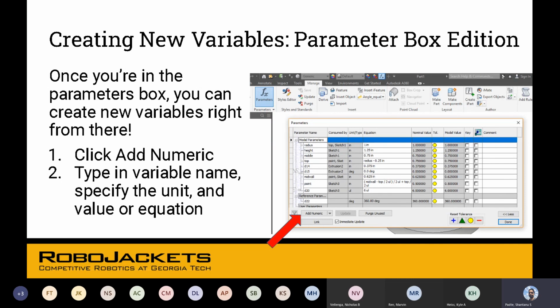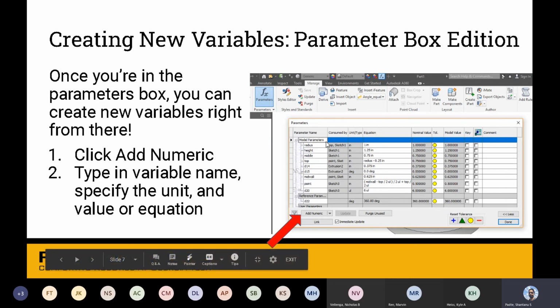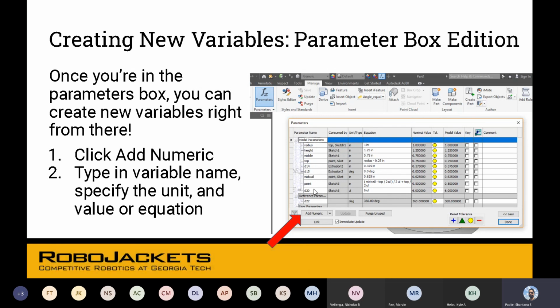Oh, I want to explain this. Creating new variables. Yeah, you can add a name. Just make sure your name has some sort of letters in it, because if it's just a number, the system will get confused.